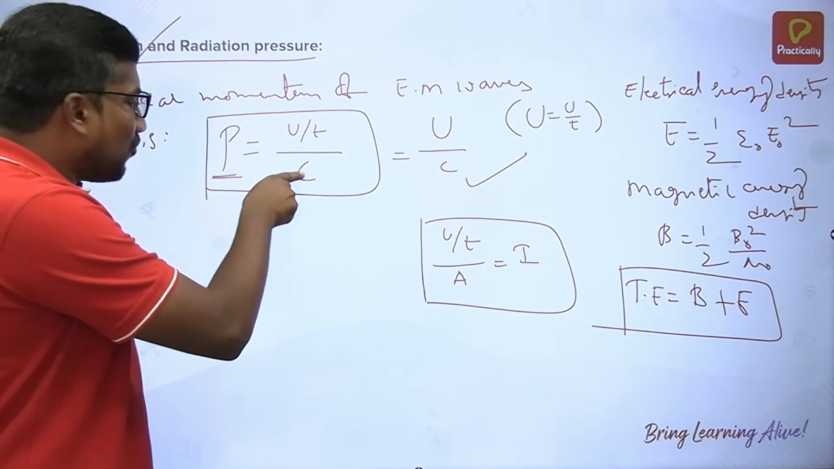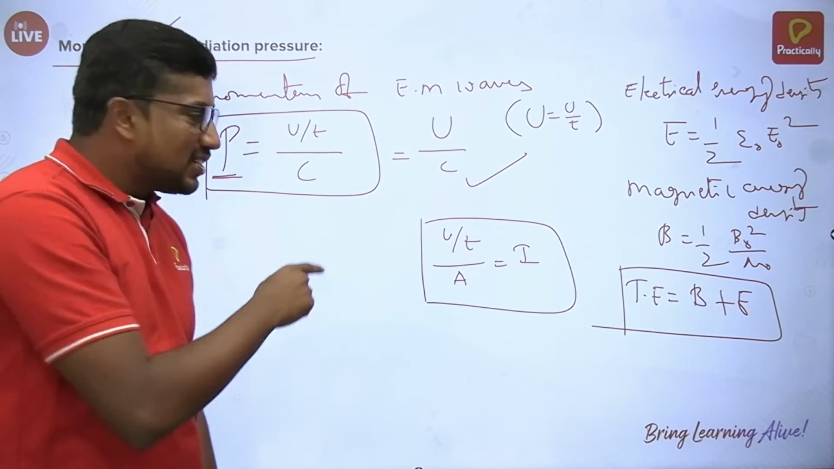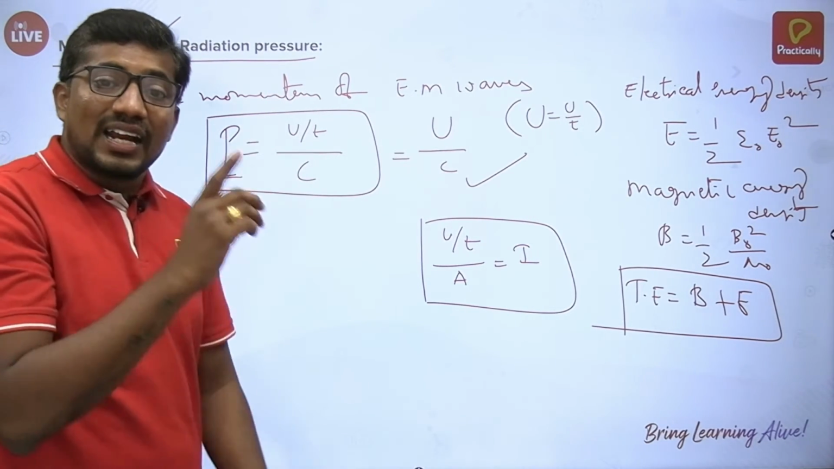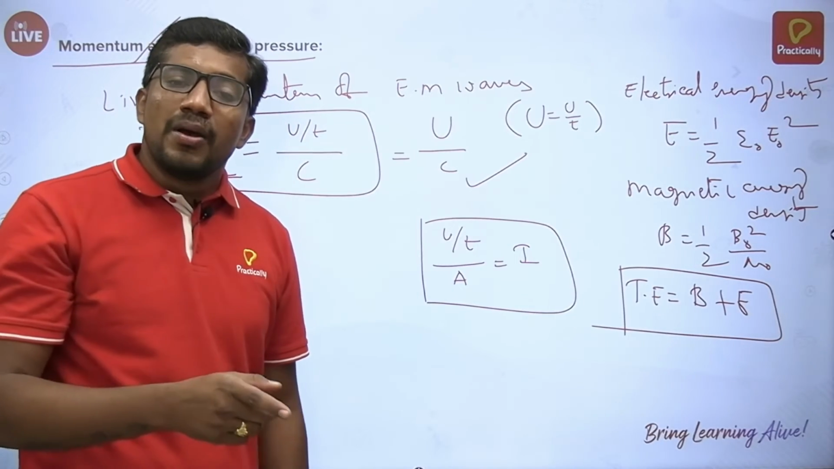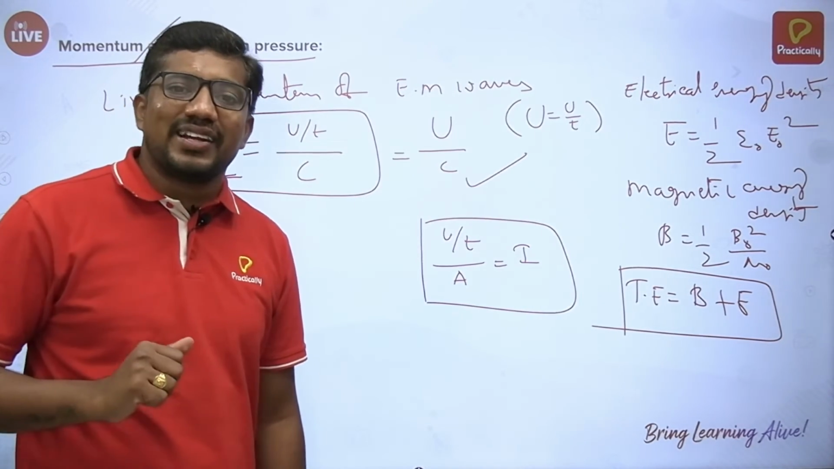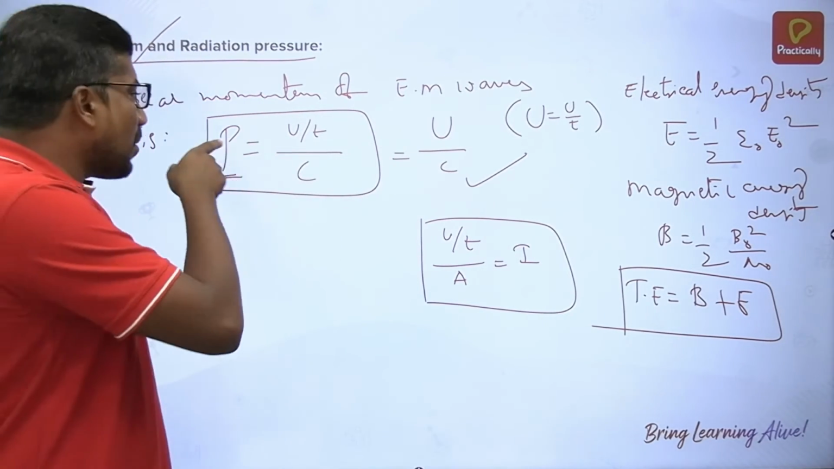Why? Speed of light is 3 × 10^8 meter per second. That's a very huge value, and it's in the denominator. P is inversely proportional to C. C more, P less. Transfer of momentum is there, but why are we not experiencing the transfer of momentum in the case of sunlight? Is it because the speed of light is more, which is inversely proportional to the momentum?